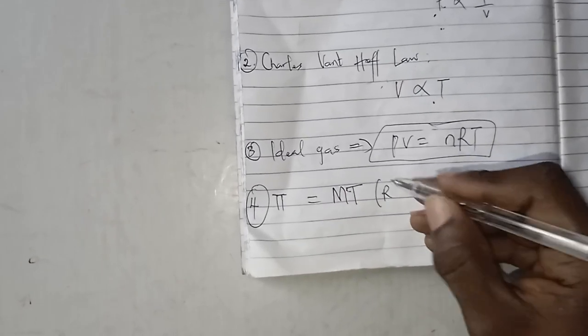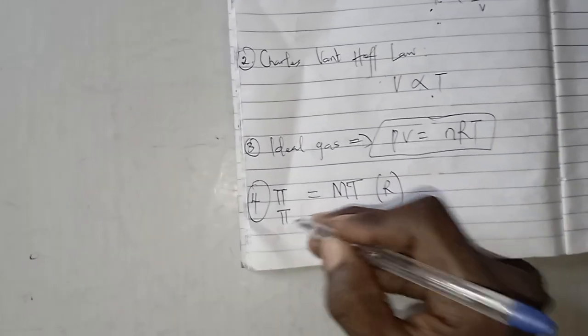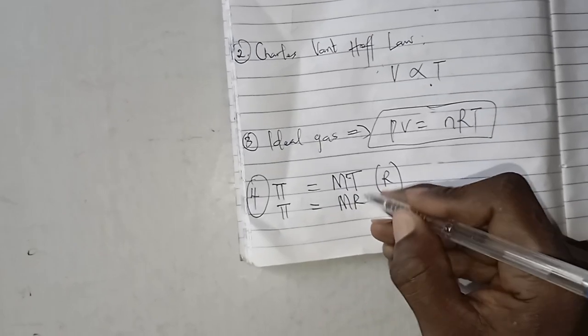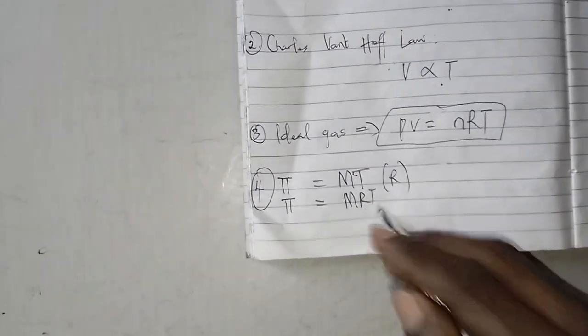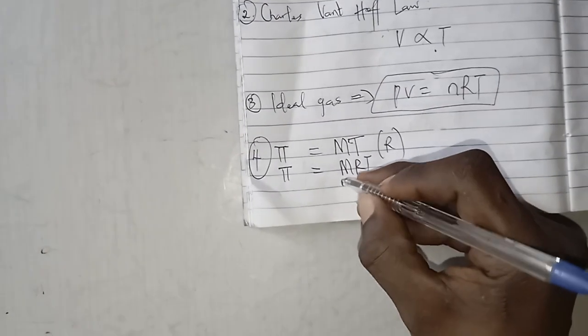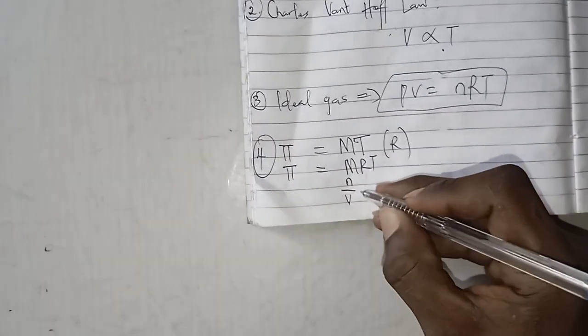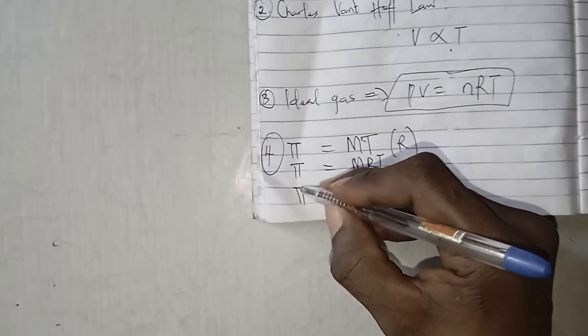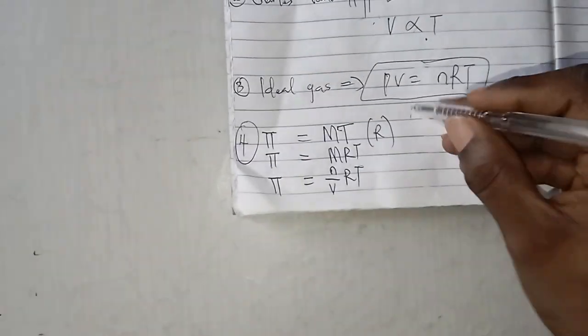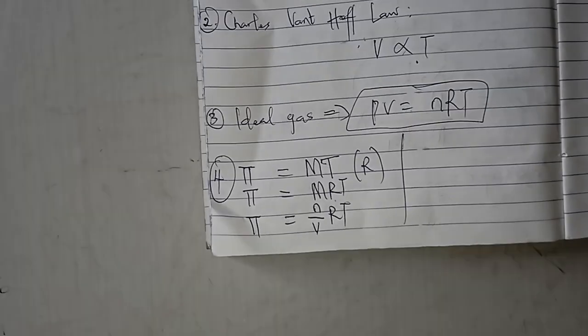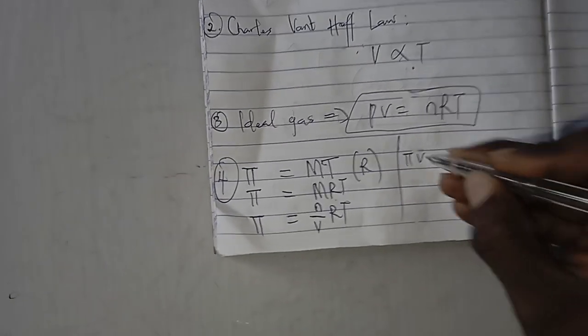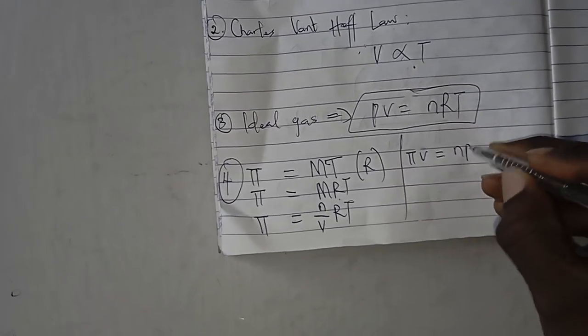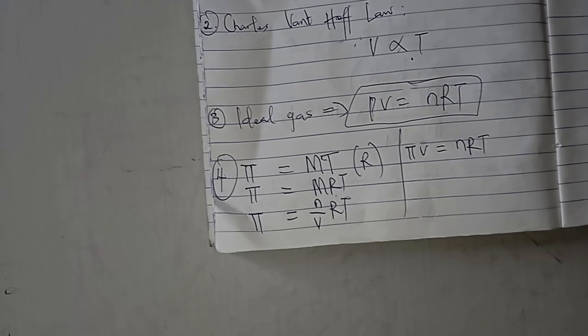Which is R. So we say that pi equals MRT. Osmotic pressure equals molarity times gas constant times temperature. And remember that molarity is the same thing as saying n over V. So n over V times RT equals pi. So in most textbooks, you will see this as pi V equals nRT, if you know what I mean.